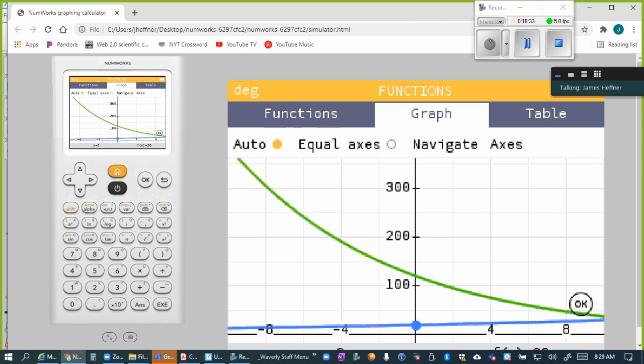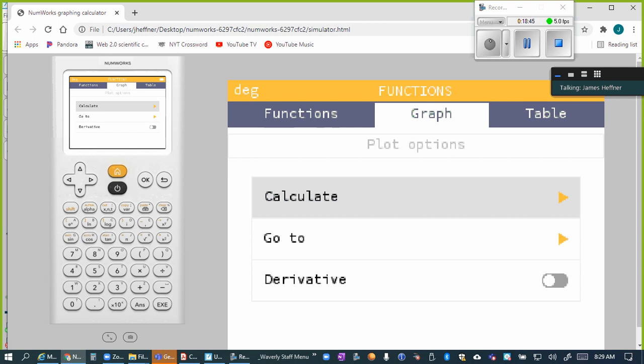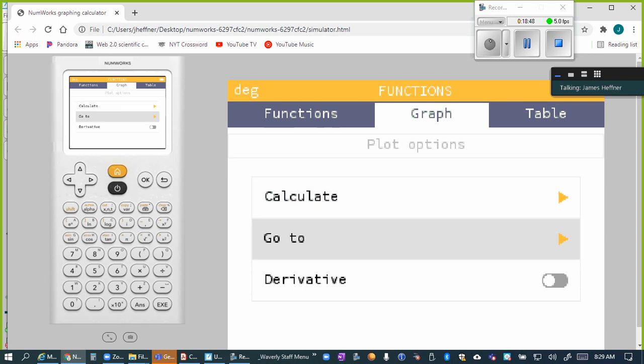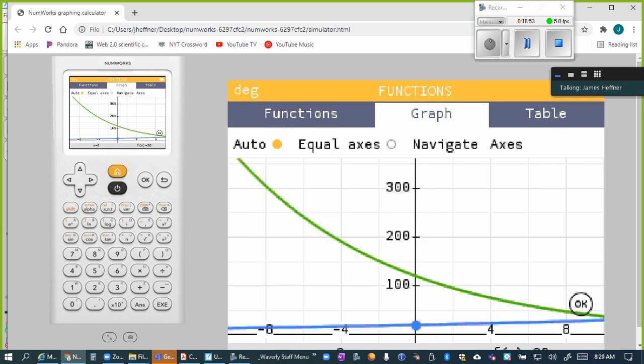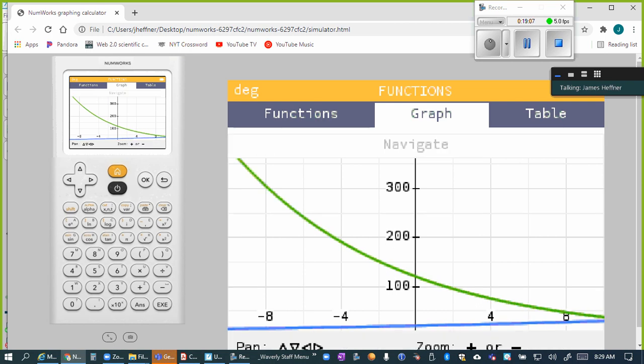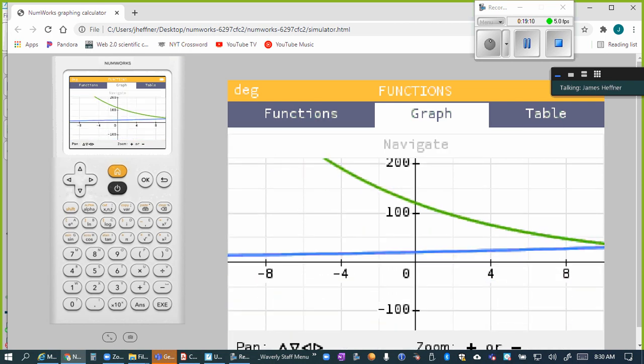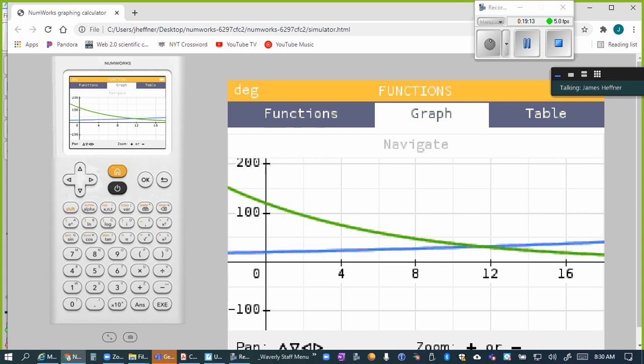It did have a way to go in and like put your X min and X max in there. I can't find that right now. And that is puzzling me. You hit the EXE button again. Calculate, not go to, what does that do? No. Oh, the stupid thing. Let me take it off auto again. Escape. Up, down. Let me navigate axis. So probably if I zoom out now. Okay, that's a little better.